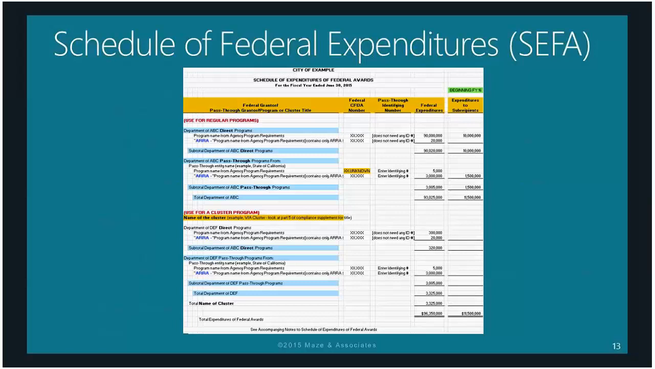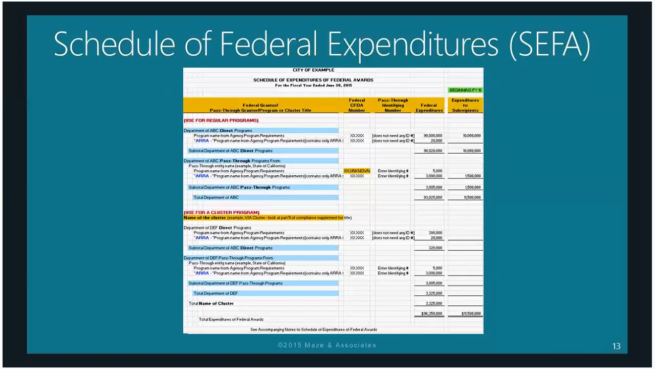And below, if there were any ARRA funds, ARRA expenditures, then you would include that there. But as we all know, ARRA is winding down, so you may not need this line. And then below that, we have the same Department of ABC pass-through program. So you would have to actually separate direct and pass-through programs if they're from the same department. And underneath that line is the pass-through entity name, and in this example it's from the state of California.